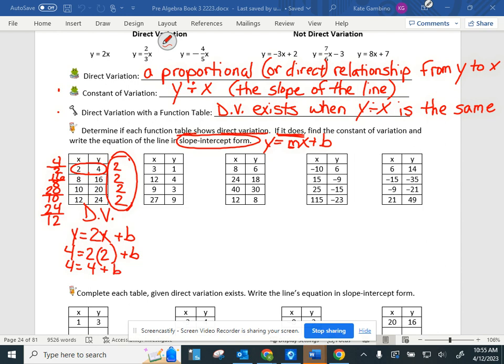I have to do my opposite operations. Did you have a question? Okay, so I'm going to subtract out my 4. So 0 equals b. So what do I put for my slope-intercept form? Y equals 2x. Do I have to put plus 0? No.